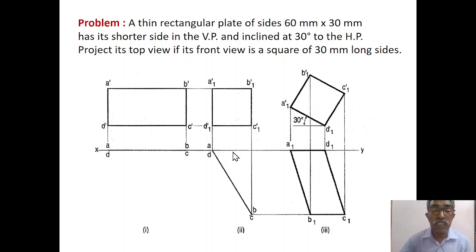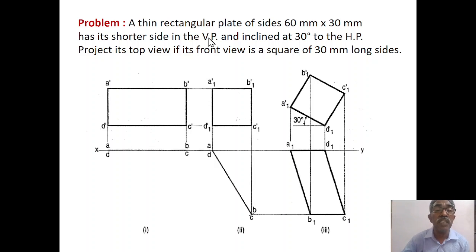Now, if the plane is inclined to the vertical plane, then in the first stage you take the plane parallel to the vertical plane, so that the true shape of the plane is seen in the front view. You have to draw the rectangle in the front view. Now, how to draw the rectangle, with the longer side horizontal or the longer side vertical? That can be decided from the given data. Here the shortest side is given in the vertical plane.